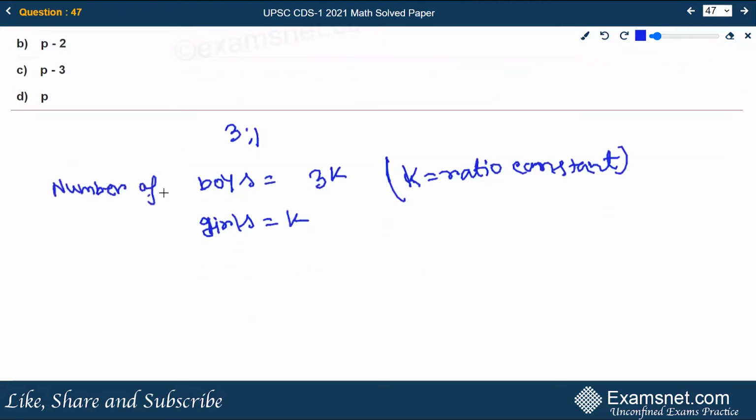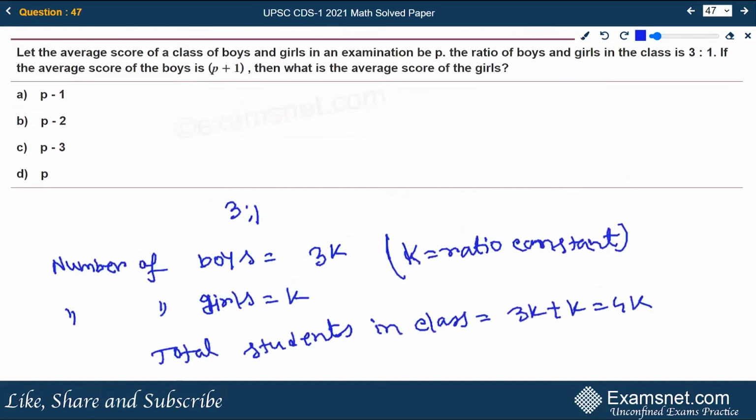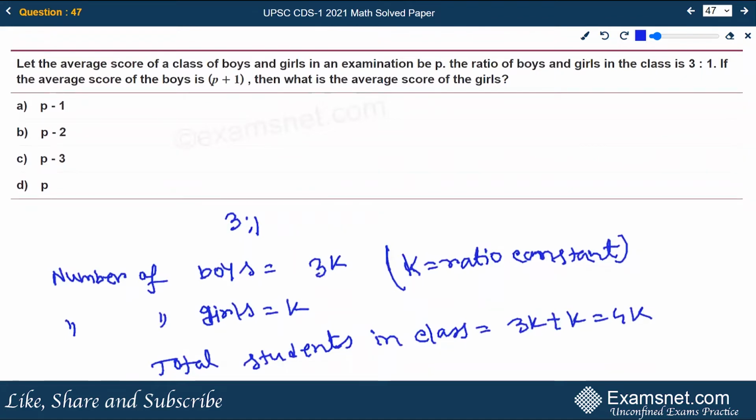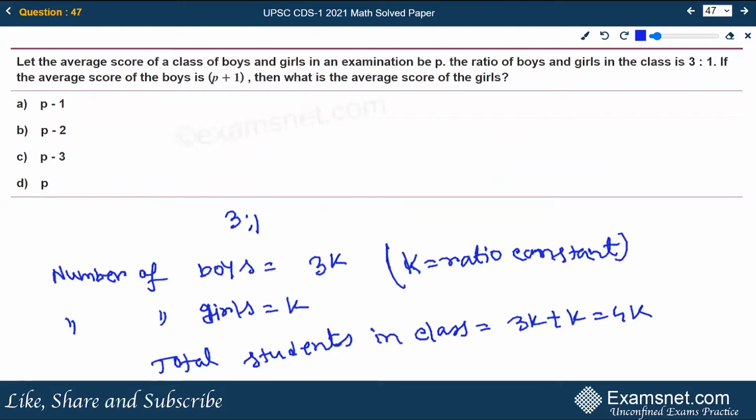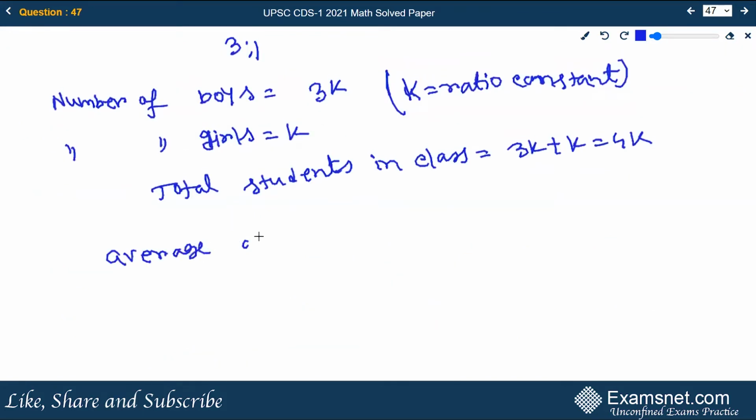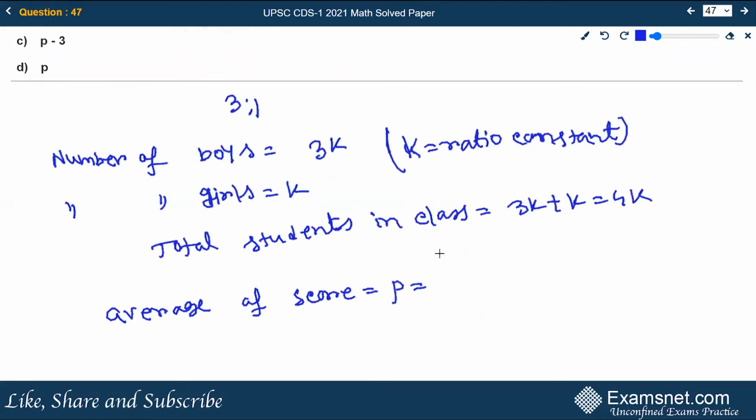So number of boys and number of girls. So total students in that class will be 3K plus K. So that is 4K. Now the total score of the class will be what? Since we are given average score P, I can write total score of that class is total number of students multiplied by average score. So 4KP for that class.